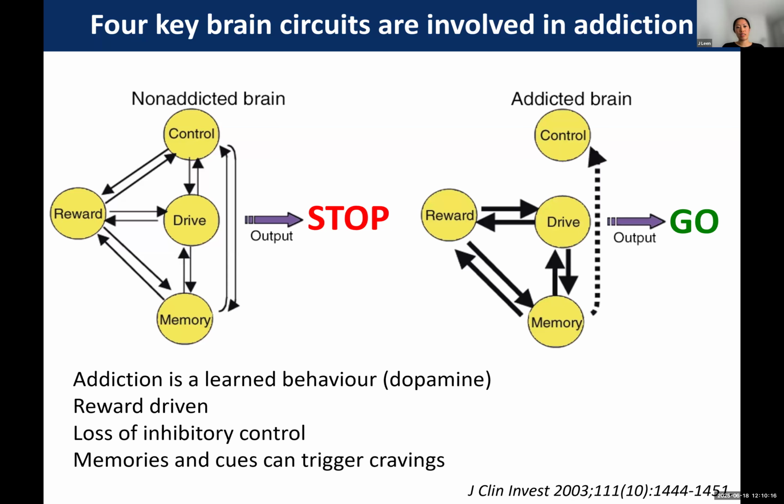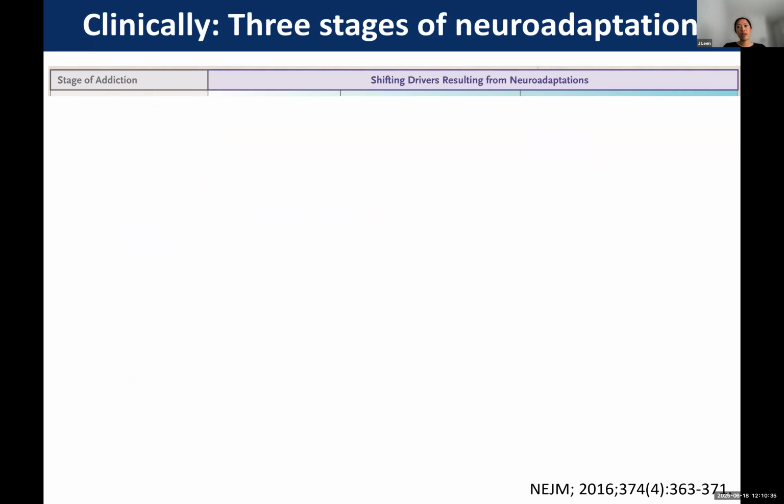And so this is how addiction becomes a learned behavior that rewires the brain, and it's primarily driven by dopamine and the reward of use. And memories and cues can trigger this cycle as well. Looking at the neuroadaptation that takes place over time, addiction moves through these three stages. You have the binge intoxication stage when you use, you have the withdrawal and negative affect phase when you stop using, and then when you think about using, you have the preoccupation and anticipation.